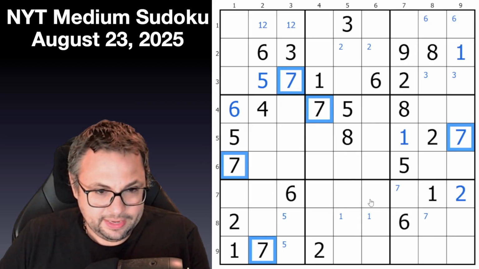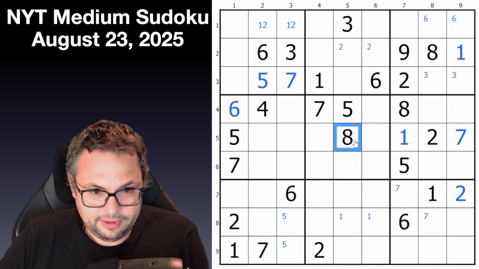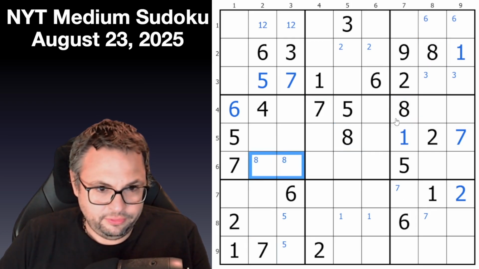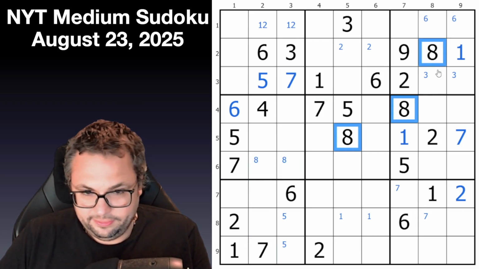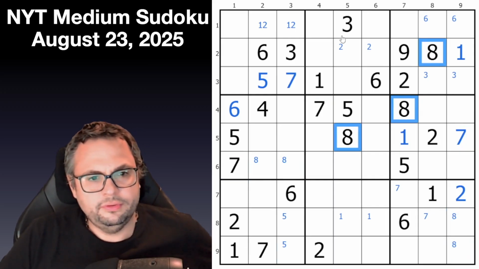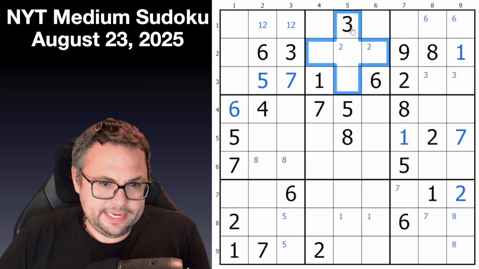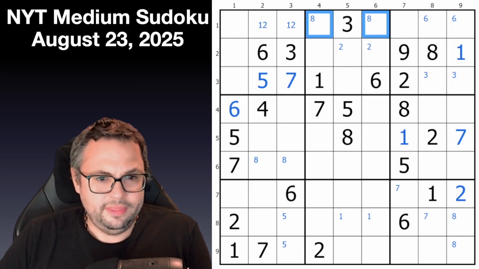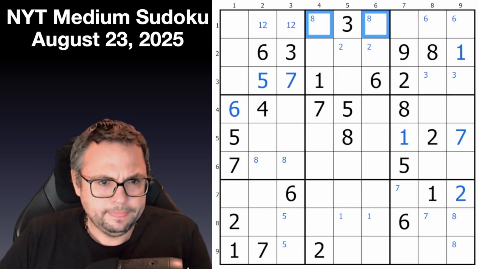Let's see. Do I have anything else interesting about the 7s? I don't think so. Okay, 8s. I see I've got an 8 in one of these 2 cells. Let's see. I see the 8 looking down here is going into one of these 2 cells. I see the 8 in this box has ended up in one of these 2 cells.